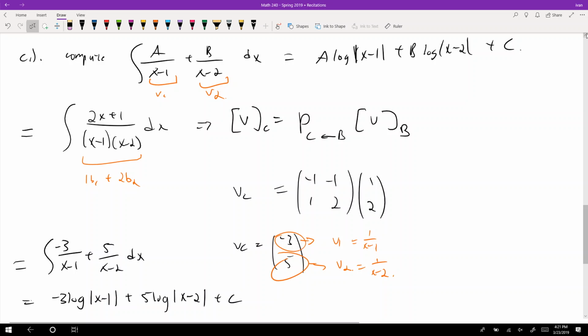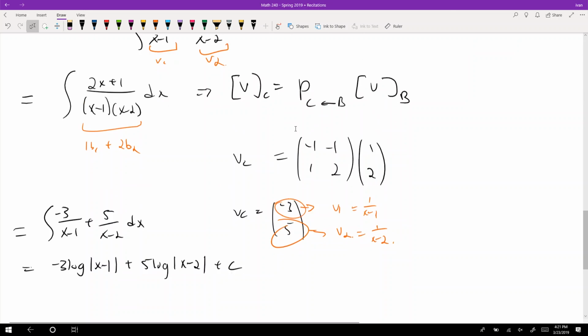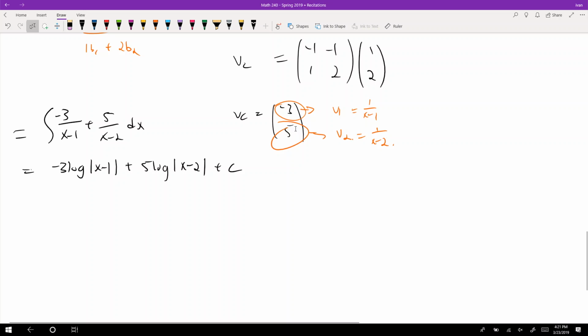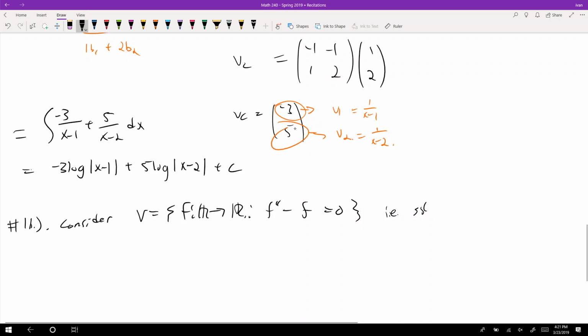Number 11. Same homework, homework 5, number 11. Consider the set V equal to the functions f from R to R such that f double prime minus f is equal to 0. In other words, this is the set of solutions to the ODE f double prime minus f equals 0.